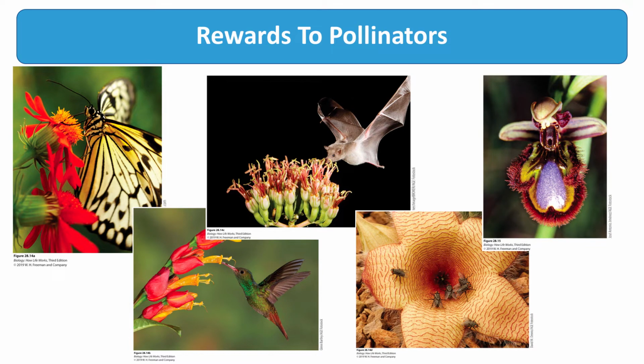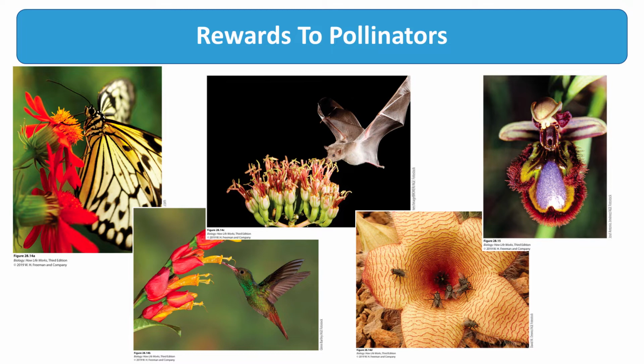In other cases, the reward is not food, but some other resource required by the pollinator. But in other cases, there is no reward at all. Instead, the flower tricks the animal pollinator. Here are two examples where flowers use mimicry to achieve pollination.